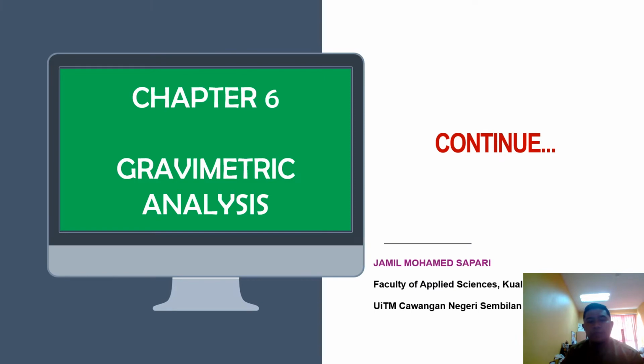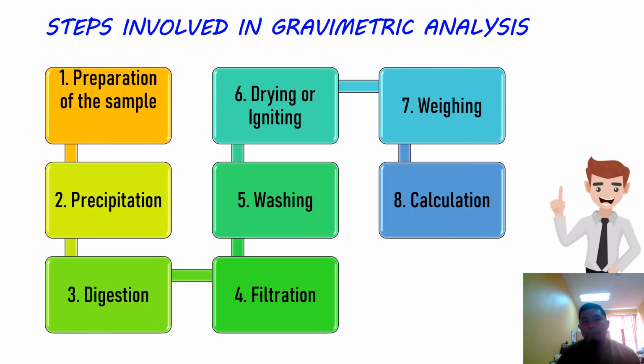So today we proceed with chapter 6b, known as gravimetric analysis. As you can see, this is a continuity with 6a for gravimetric analysis. So here are the steps involved in gravimetric analysis. As I said before, there's some combination. Now I just separate it in a proper way, so you can understand more.